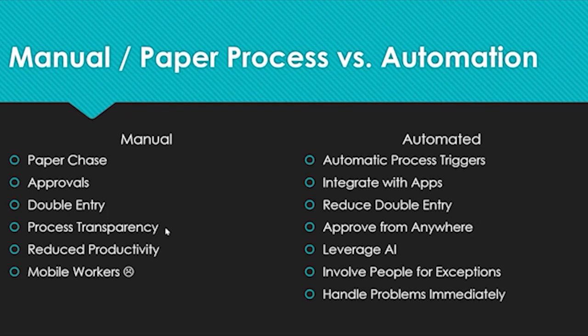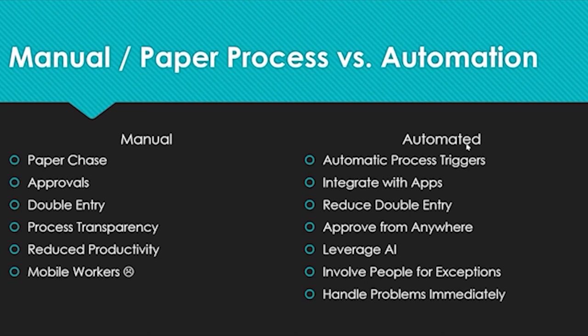Process transparency is another big one. You don't get this often with manual processes. It's hard to tell exactly at what stage something is at, and you need that insight sometimes to make a decision. Reduced productivity is another problem with these manual processes, for many of the reasons that we've already discussed. And finally, mobile workers have a very hard time, obviously, with manual or especially paper-driven processes if they're working remotely or out of the office.